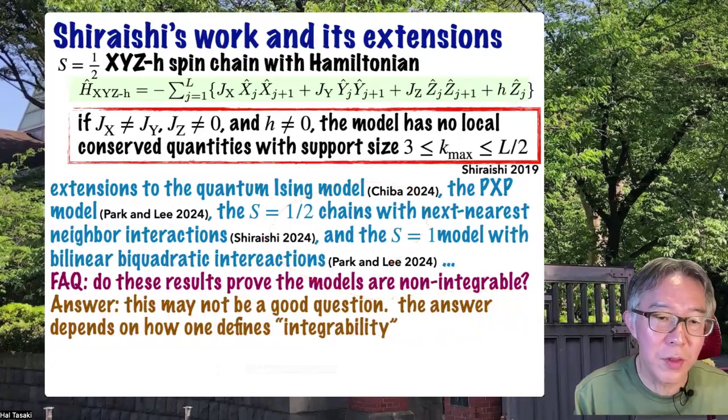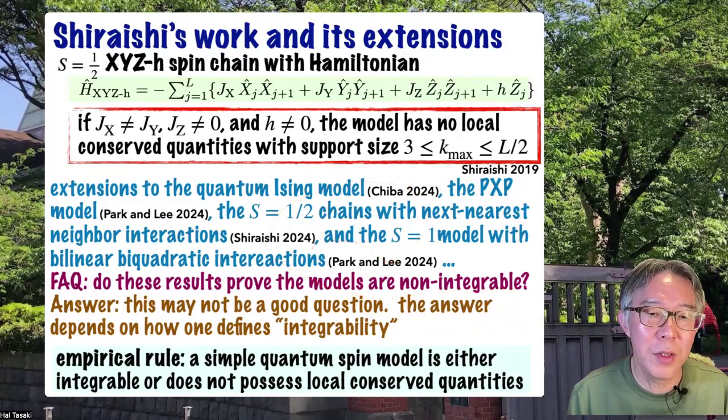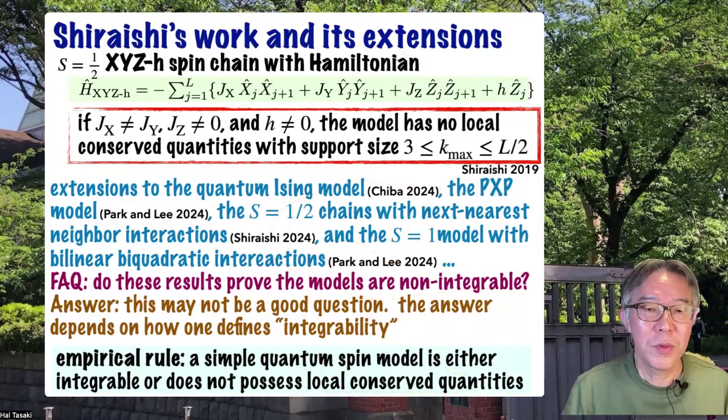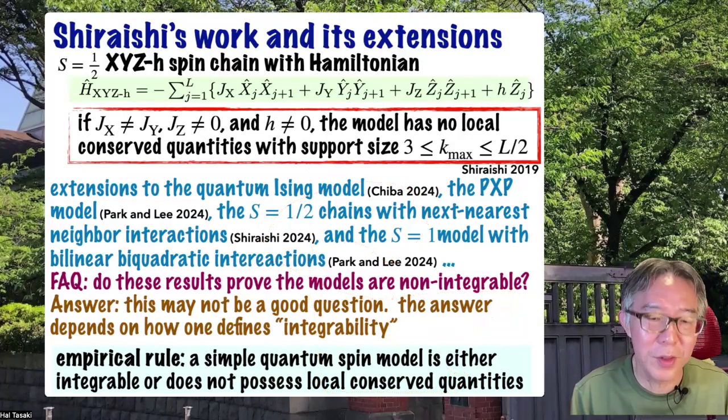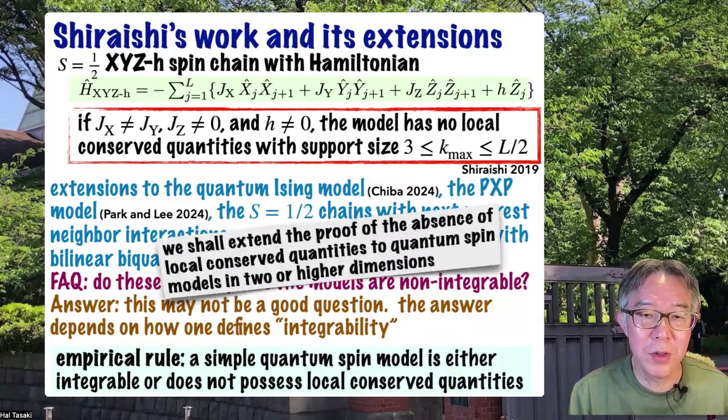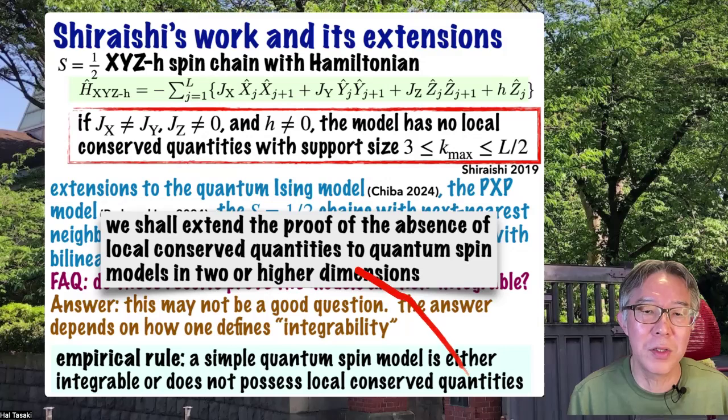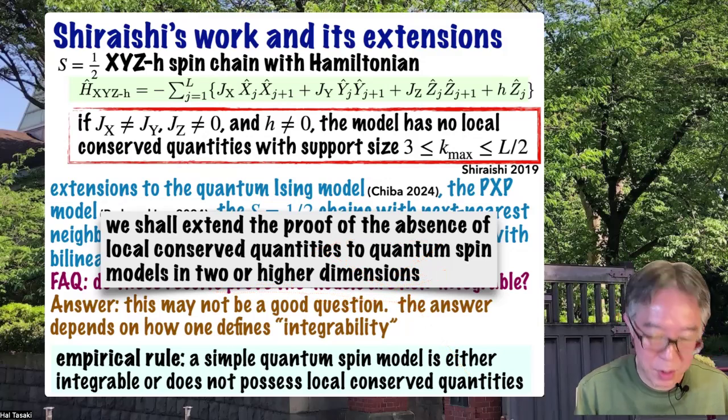And one very interesting observation that we find for the moment is that a simple quantum spin model is either known to be integrable or does not possess local conserved quantities. This is an amazing observation. This means that people who solve these exactly solvable models were really doing a good job. And I think they found all the models that were solvable. Okay, so what we want to do here is to extend this kind of approach to a higher dimensional spin system, into all higher dimensions.